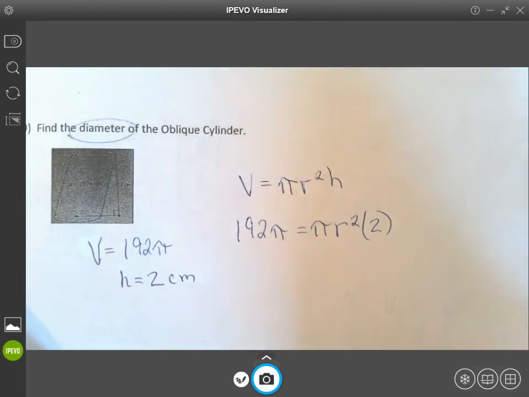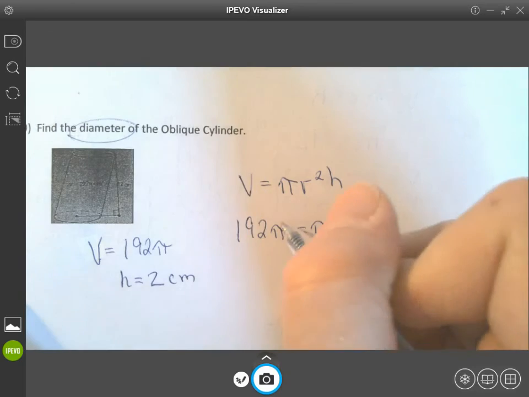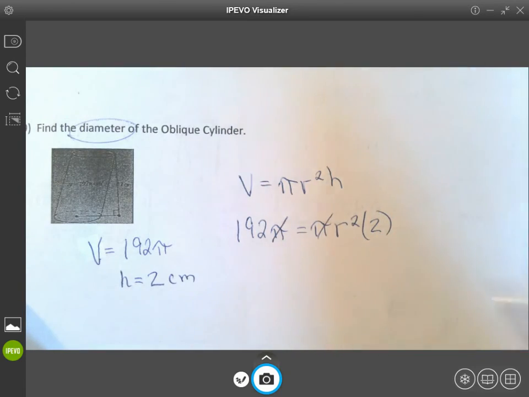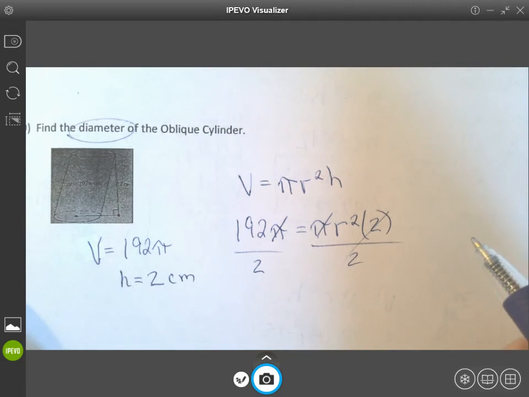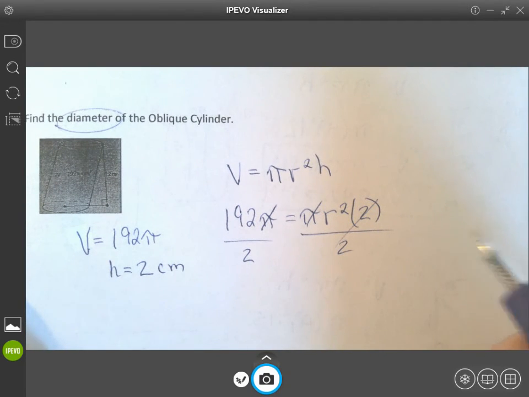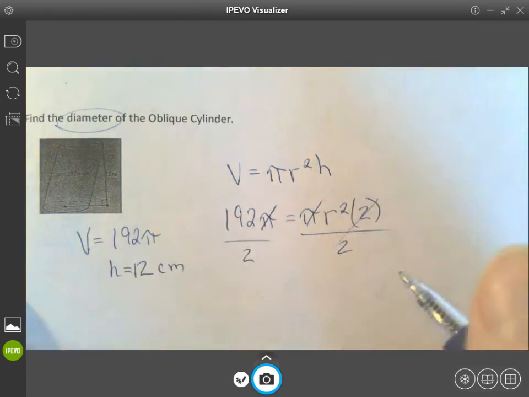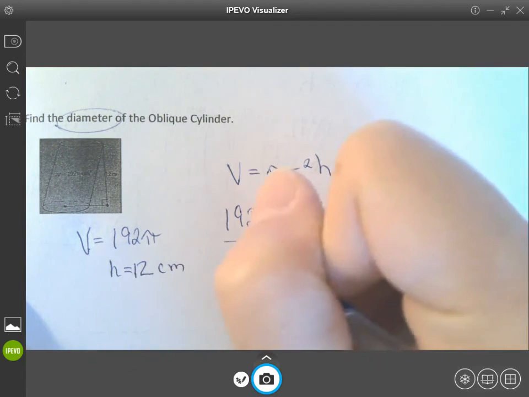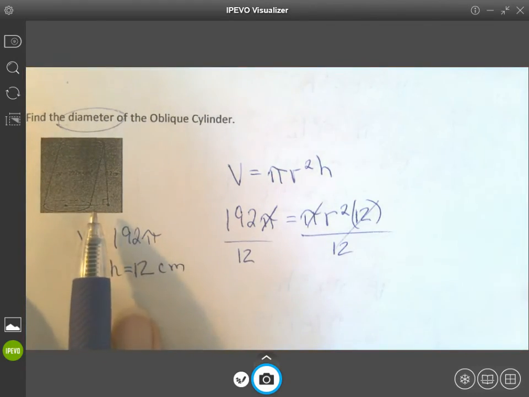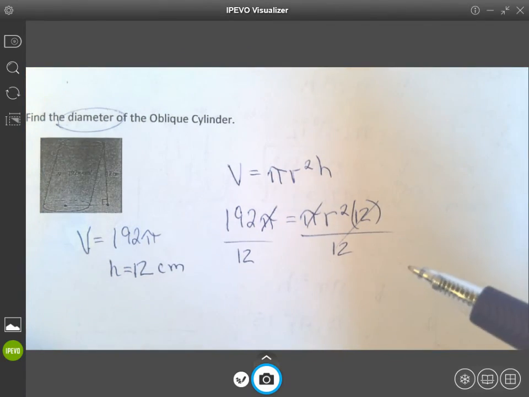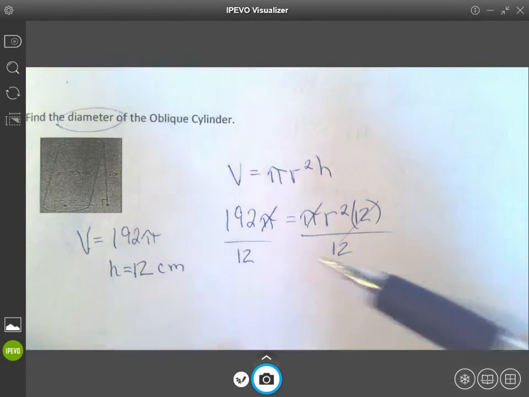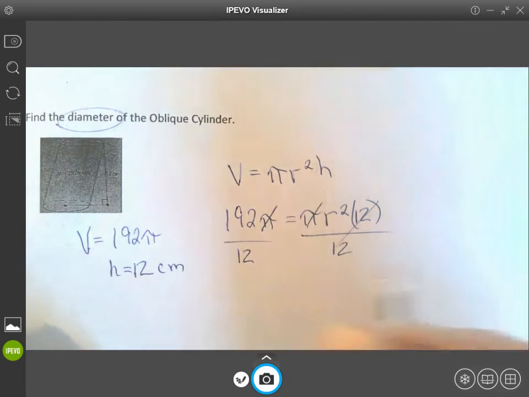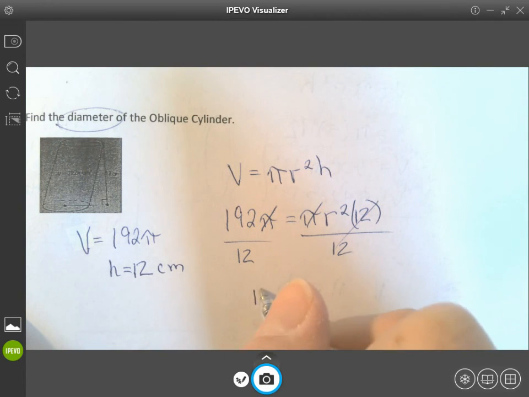Now, first thing, do you see that there's pi on both sides? So the pi's divide out. Then I'm going to divide both sides by 2. So take 192 divided by 2. Oh, I think it's supposed to be 12. Do you see the little 1 there? Yeah, it's a 12, guys. It's really hard to see. Mathematically, we did the right thing if the height was 2, but the height is 12. So I changed these to 12. So divide by 12, what do you get? 16.